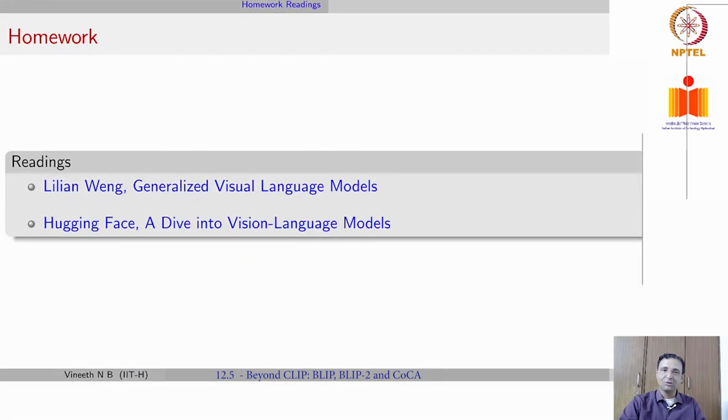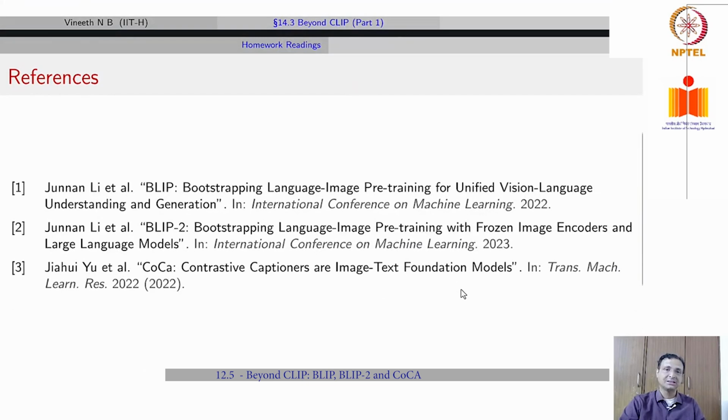So for your homework for this lecture, please do read through these links, one by Lilian Weng on generalized vision language models and the Hugging Face blog on a dive into vision language models. Here are the references of the papers that we discussed in this lecture. Please do look at it too for more details, especially the comprehensive results that each of these papers had in terms of a variety of tasks that they studied on.